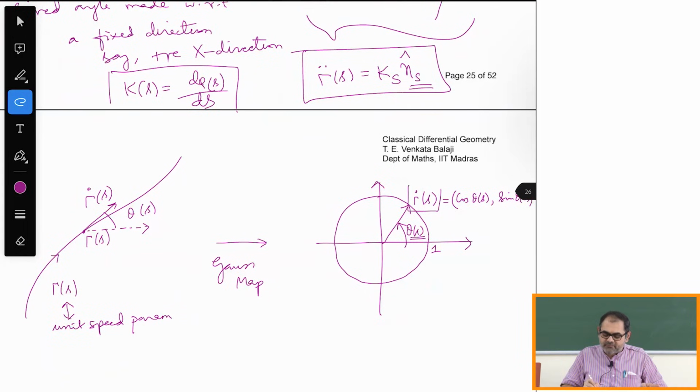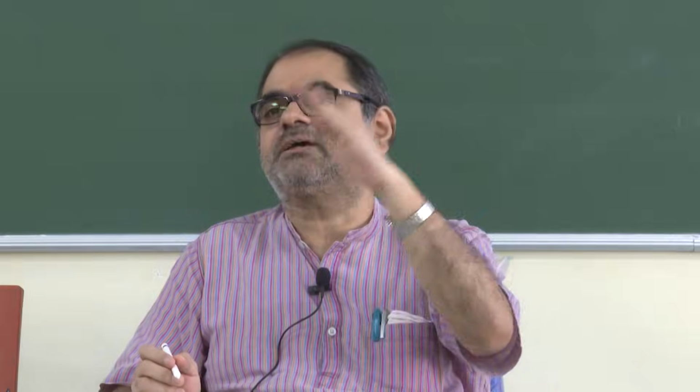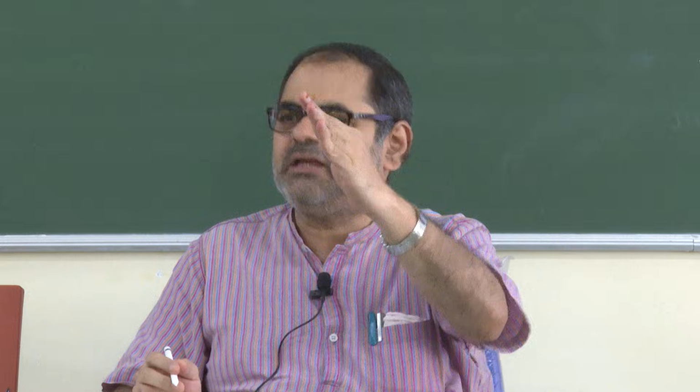So what I am going to do here is treat this as a very general calculus situation. After all, gamma dot s is a unit vector which depends on the parameter s. So I am just going to take any unit vector which depends continuously on a parameter, and I am going to show that for that unit vector you have a turning angle.